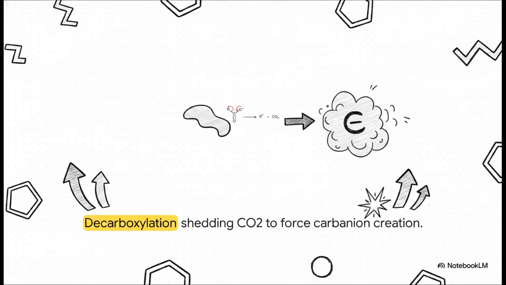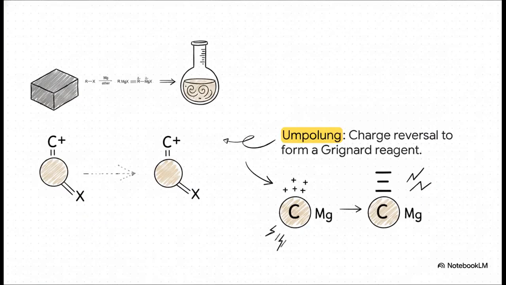Alternatively, we can use decarboxylation, and I love this. It's a fantastic synthetic trick. By shedding a very stable carbon dioxide molecule from a carboxylate ion, the remaining R group is basically forced into existence as a carbanion. It's the sheer stability of that leaving CO2 molecule that actively drives the birth of our highly reactive intermediate. Let's see how this actually plays out in the lab.